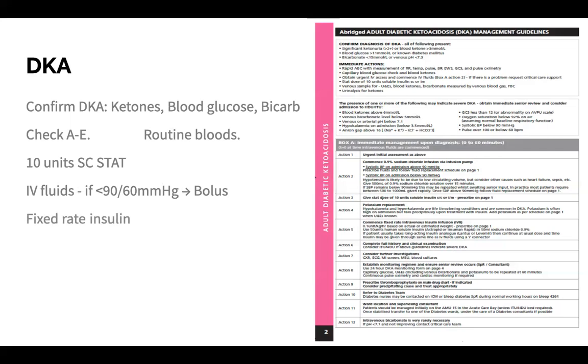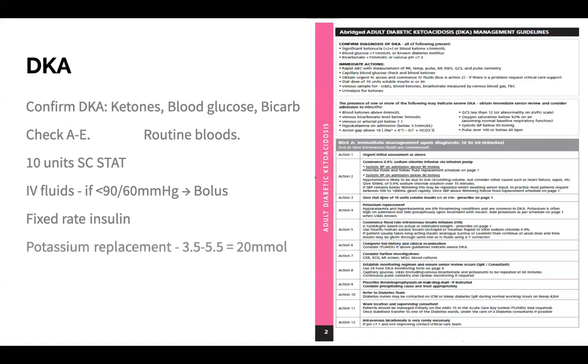Next is a fixed rate insulin. There should be a chart that accompanies a guideline, and that will talk the nursing staff through the dose and how to give it. Usually it is started with saline if the blood sugars are above about 15, but it's then switched to dextrose saline if the blood sugars drop below that level.